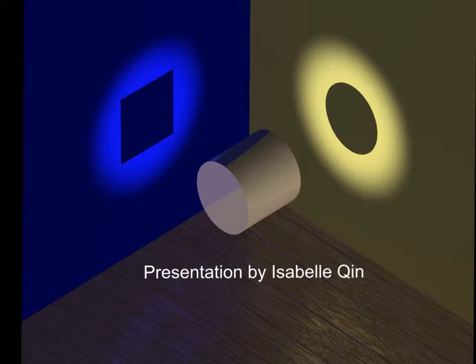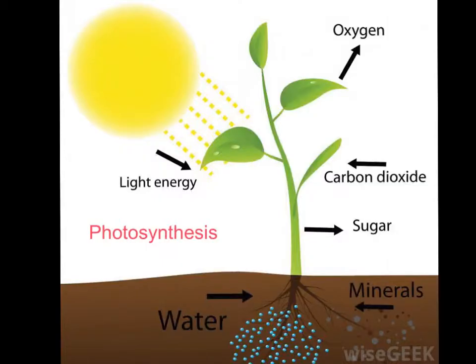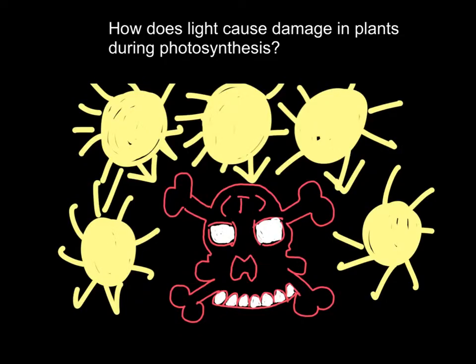Everything has two sides, and this is extremely true for photosynthesis. We've all learned that light provides the plants with energy to make their own food, but do you know that light could also cause damage to the plant cells during the process of photosynthesis? So, how does light cause damage in plants during photosynthesis?